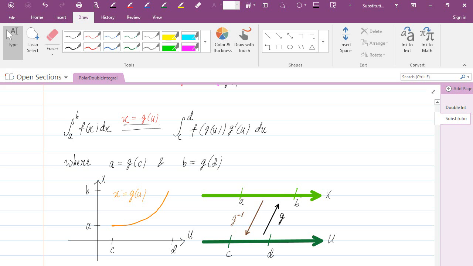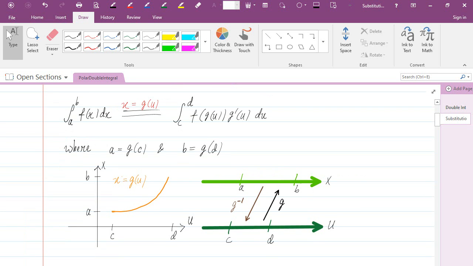Okay, so this is the change of variables formula that I want you to focus on. Take a few minutes, pause the video, and think about this and let it sink in.